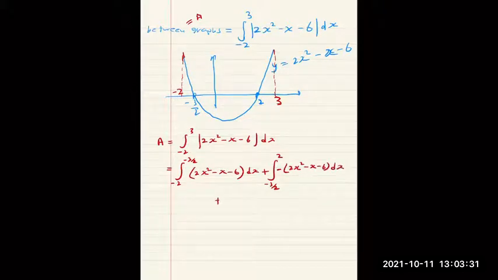The last piece is definite integral from 2 to 3 absolute value of f of x. What is my absolute value of f of x on this interval? On this interval, my function is positive. Your 2x squared minus x minus 6 is positive in that interval. That means the absolute value is the function itself. So you have 2x squared minus x minus 6 dx.